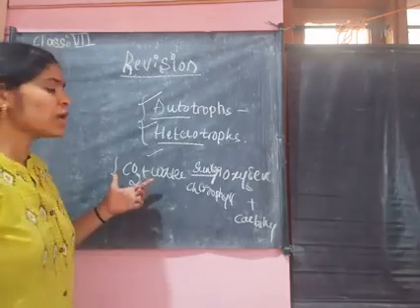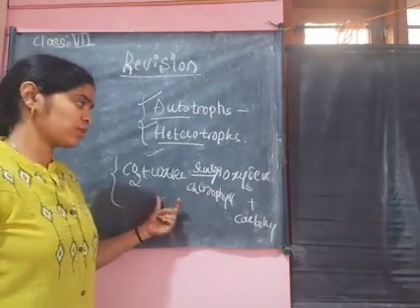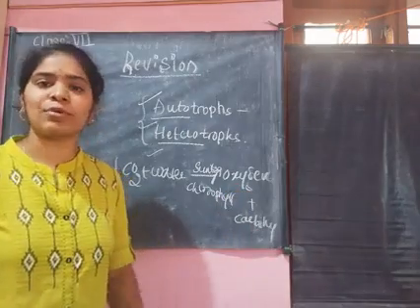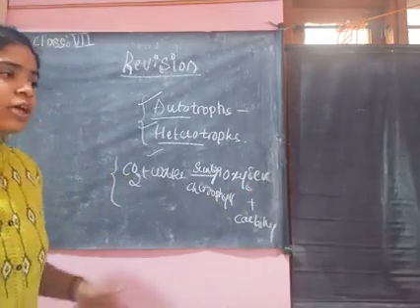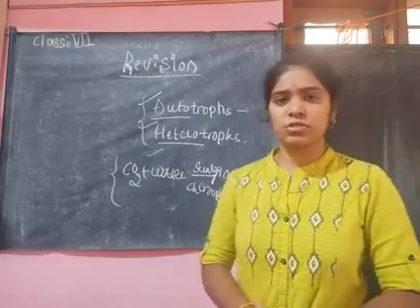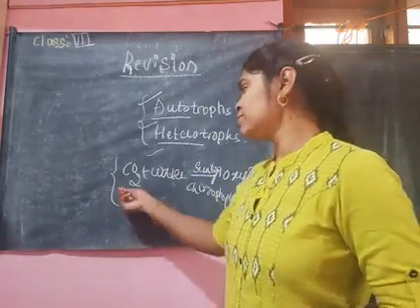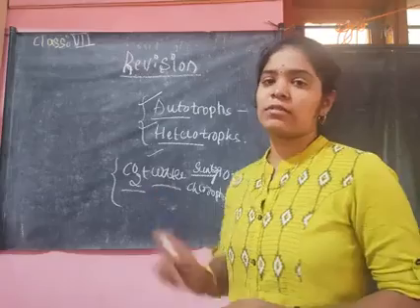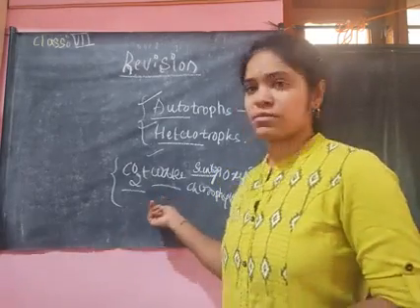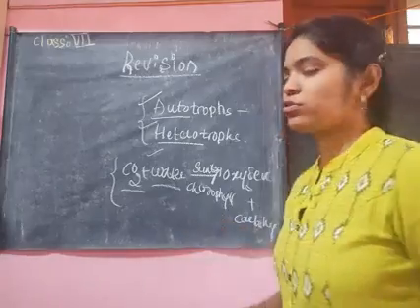What is that? Carbon dioxide and water, in the presence of sunlight and chlorophyll, will produce carbohydrates and oxygen. So if I ask what the raw materials for the photosynthesis process are, you should write that carbon dioxide and water are the two main raw materials required for the plants. So this is about photosynthesis.